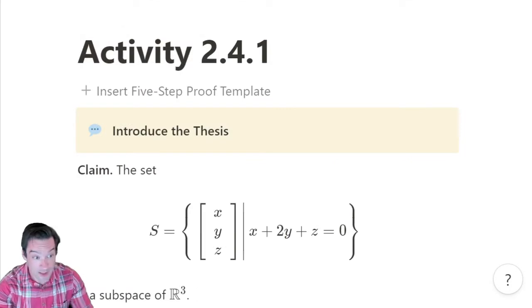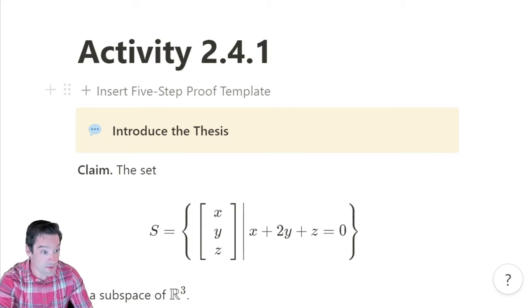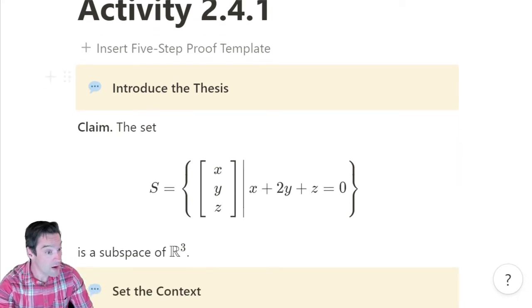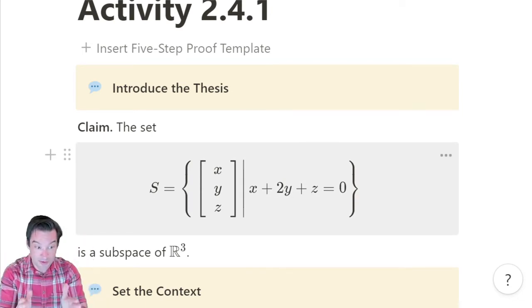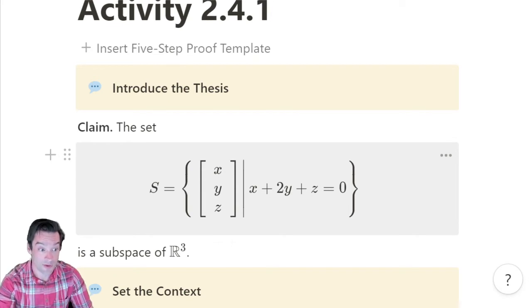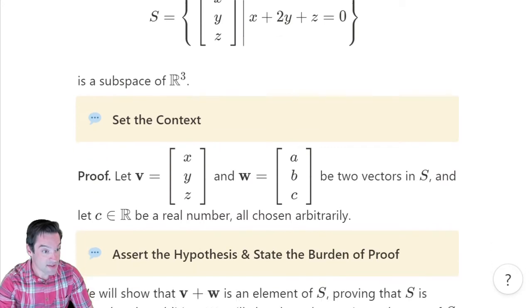So, on this activity, the first thing in a formal write-up of this proof would probably be to, again, introduce the thesis. So what is it that we're about to prove? We're about to prove that the set S, which consists of vectors in 3-space whose x-coordinate added to twice the y-coordinate added to the z-coordinate is equal to 0, is a subspace of R3.